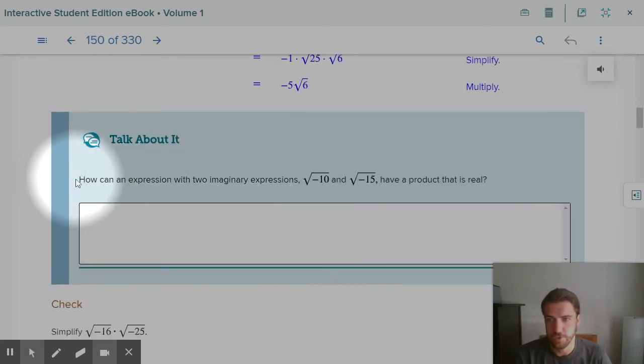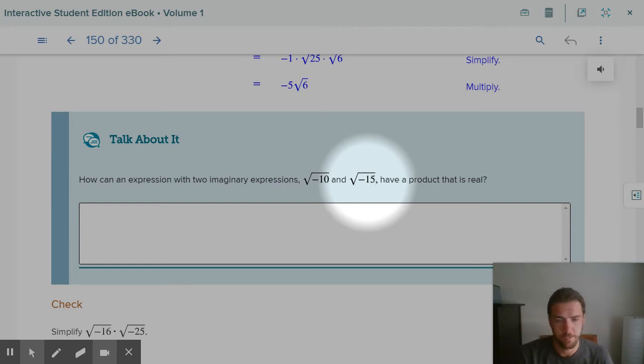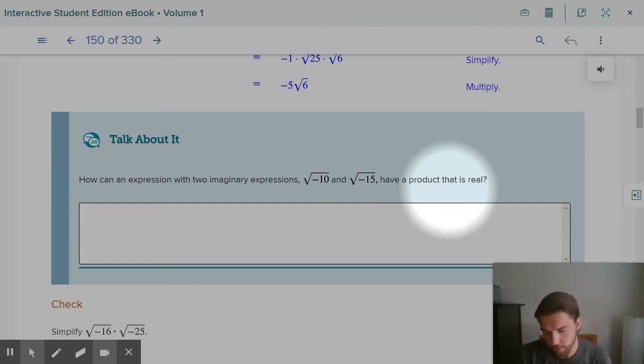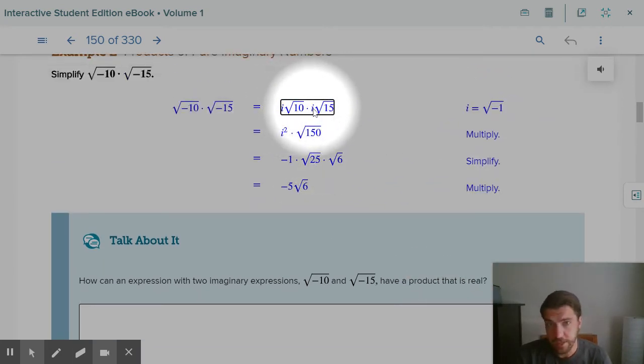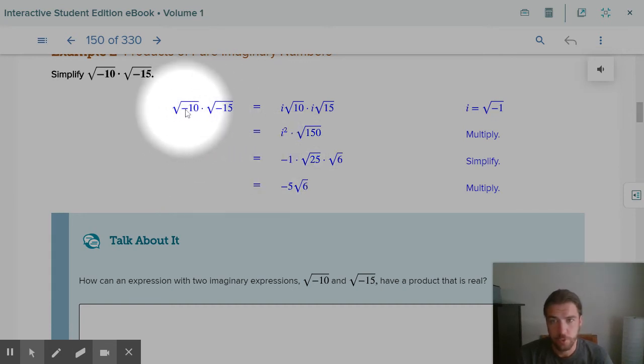Okay, so down here we have a question that says, how can an expression with two imaginary expressions, square root of -10 and square root of -15, have a product that is real? Well, the way that works is that they both have that imaginary unit that can be factored out. So if we can factor out that imaginary unit from both, and we know that the imaginary unit squared takes us from the imaginary number system back into the real number system, we can see that two imaginary numbers will multiply to give you a real number. And to be specific, it will always give you a negative real number, because imaginary numbers are the roots, the factors of negative numbers.